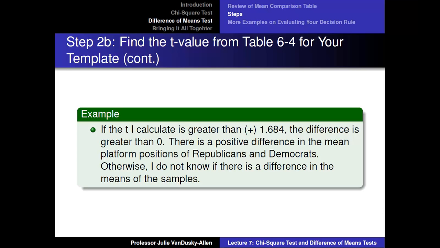We insert this t-value into our statement. If the t I calculate is greater than positive 1.684, the difference is greater than 0. There is a positive difference in the mean platform positions of Republicans and Democrats. Otherwise, I do not know if there's a difference in the means of the samples.